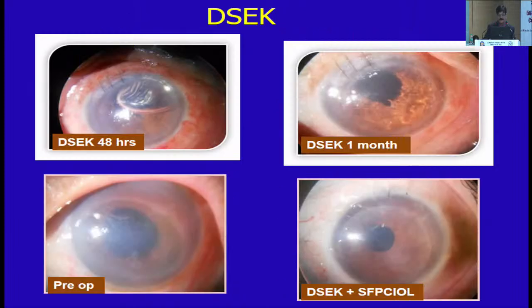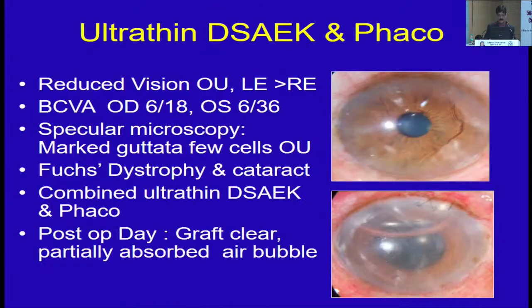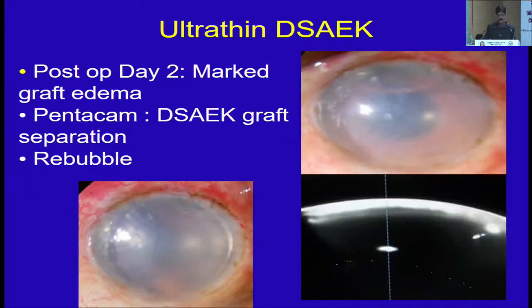I started with the manual DSEC, getting good results, but there were several surprises in terms of vision. Shifted to automated and then ultra-thin DSEC. This is one patient where we have done ultra-thin DSEC with phaco. On the first post-op day, had some edema. At that time, we didn't have anterior segment OCT.